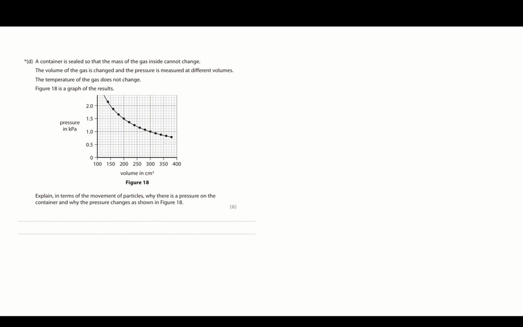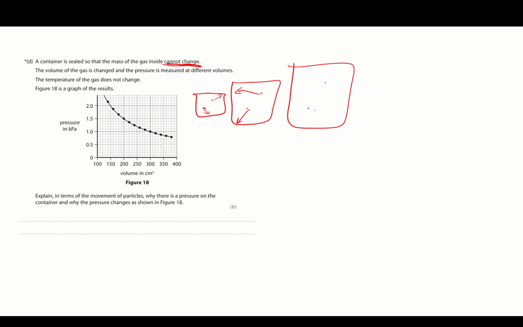Okay, next one, got a 6 marker. So a container is sealed, so the mass of the gas cannot change. The volume of the gas is changed. So ultimately we're going from small volume to large volume, and it tells us we've got the same number of particles in here. We can see these particles have less distance to travel before they collide with the wall. These have got more distance to travel before they collide with the wall. And that's why as volume increases, the gas pressure decreases. There's less collisions in this box here than there are in that one.